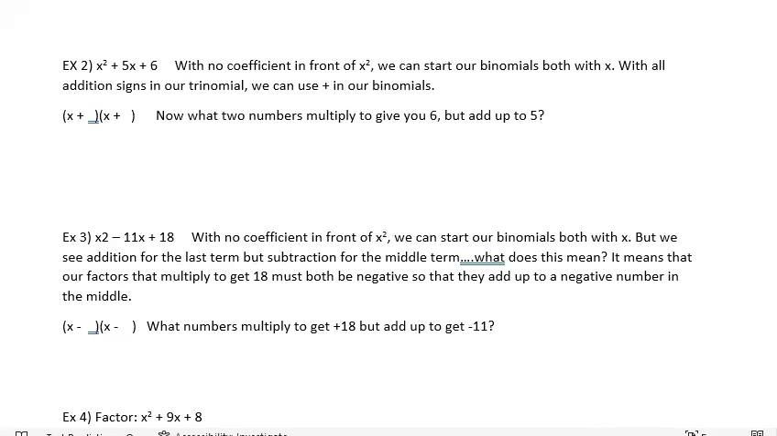Alright, so let's take a look at this one. There's no coefficient in front of the x squared. So we start our binomials both with the x. So I can just put my parentheses sets down and put the x in there. And then I'm going to look at numbers that multiply to be 6, but add up to be 5. I also have plus signs both here. So a plus sign here means they multiply together to give me a positive, and a plus sign here means they add to give me a positive. So I must be working with addition. Okay, so 6 and 1 is going to add up to 7. That's too high. But 2 and 3 adds up to 5.